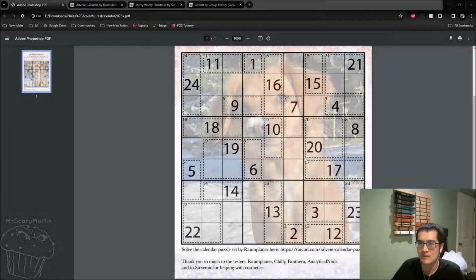So yeah, we do have this calendar one, the actual calendar itself, to wrap up the advent calendar stuff.